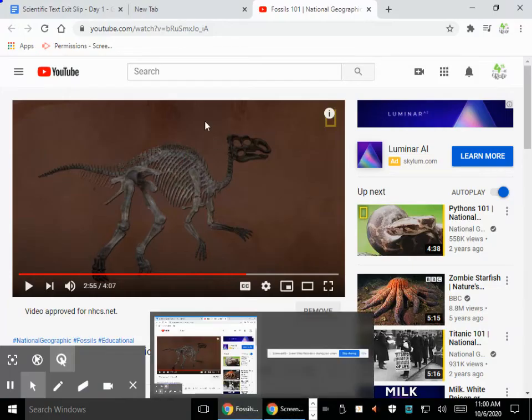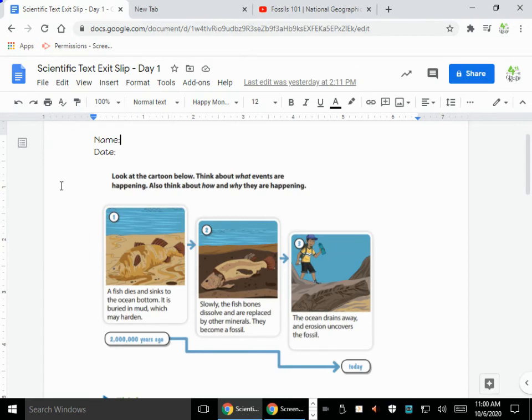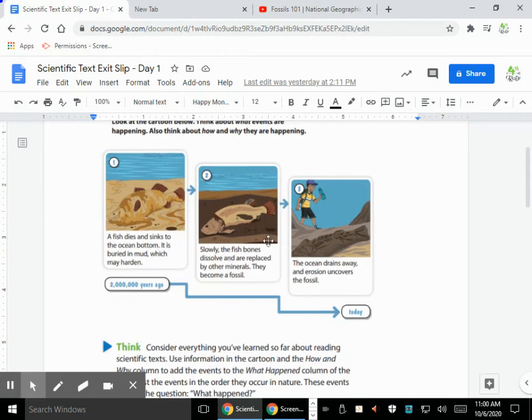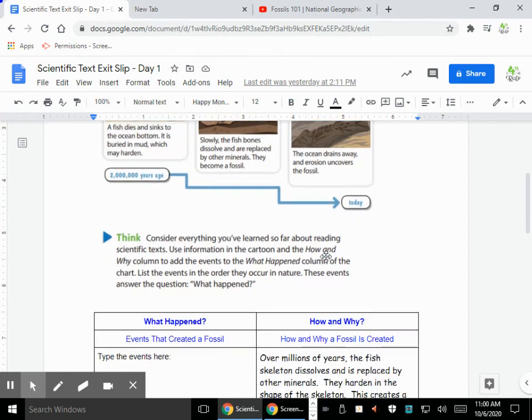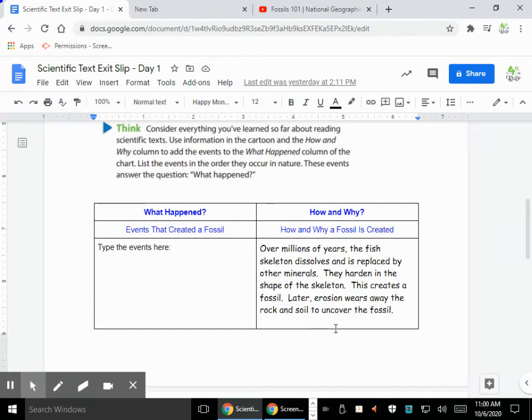All right, so let me go ahead and pull up your exit slip here. Just like I said before, please make sure you put in your name, review over your cartoon. Remember we talked about how and why, and your events need to go here. Type the events that lead to the creation of a fossil. You can go back to your cartoon to help you.